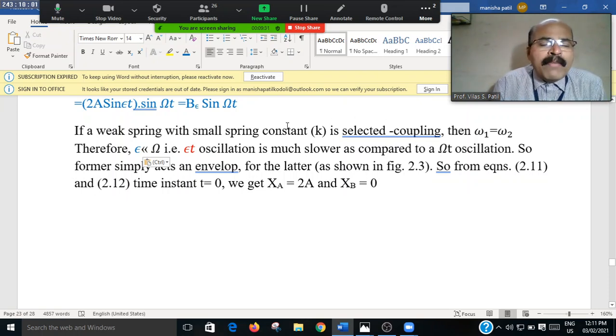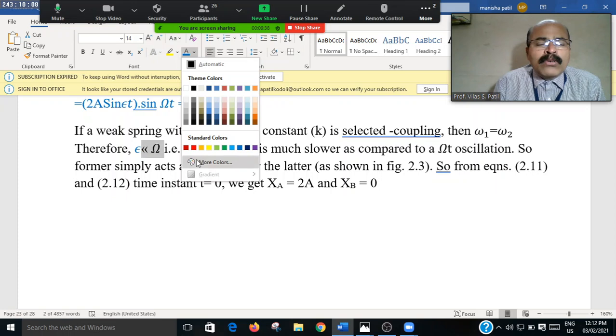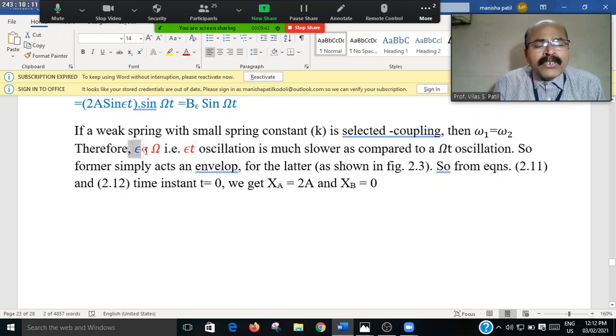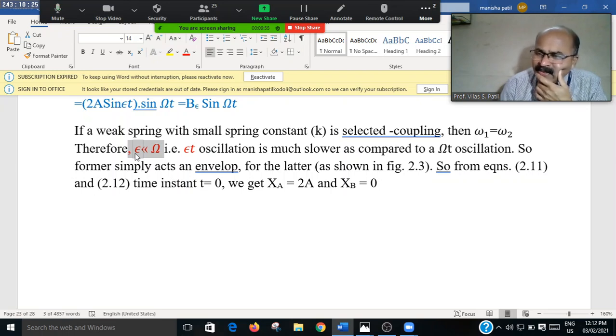We know that omega is greater. See here, I am making this in red; both epsilon and omega will be shown in red ink. Here if epsilon is very less, t is the time instant, epsilon t will be slower, meaning epsilon t will be less than that of omega t. Omega is for the second pendulum, that is the B pendulum. If epsilon is very much less than omega, then epsilon t is less than omega t, that is, omega t is faster and epsilon t is slower.